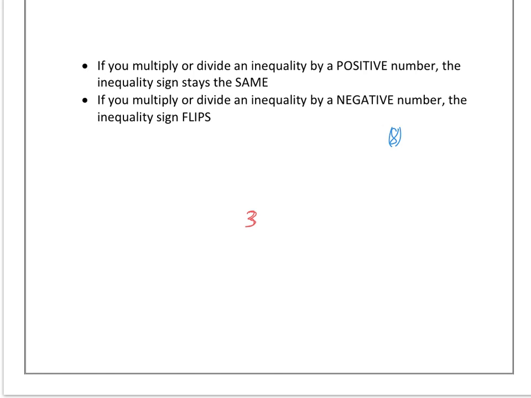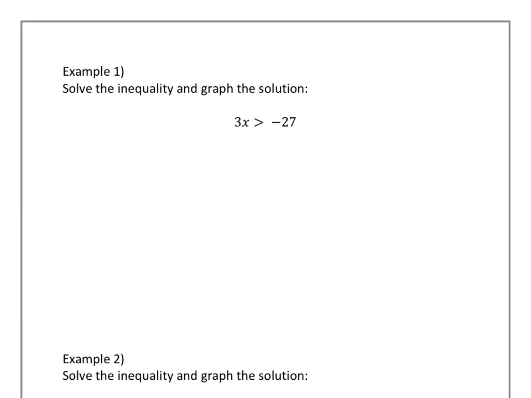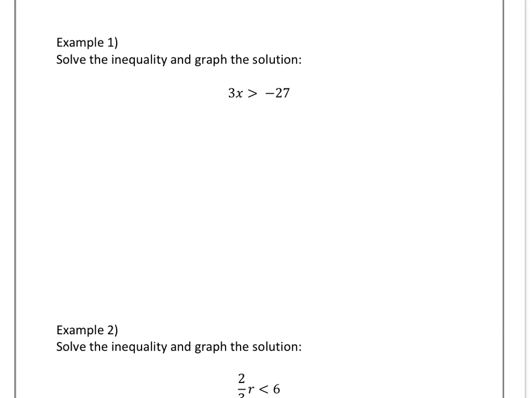So let's look at some problems. So example 1. If we're to solve the inequality, we are going to divide both sides by 3. Notice I am not dividing by a negative. Since I'm not dividing by a negative, I don't flip the inequality sign. So the 3's on the left cancel, and you get x is greater than negative 9.